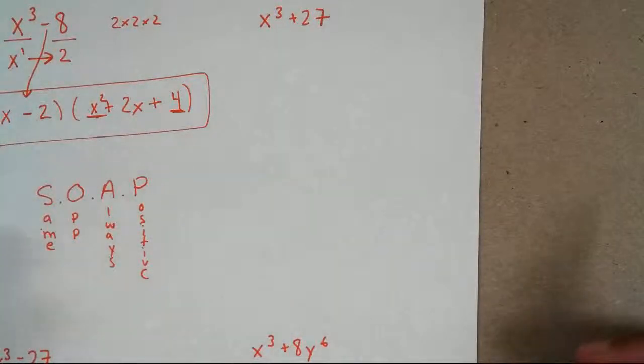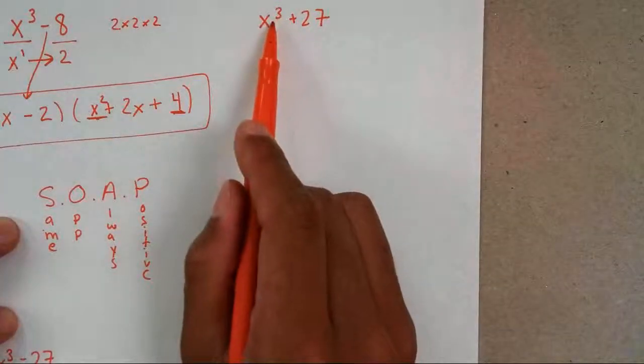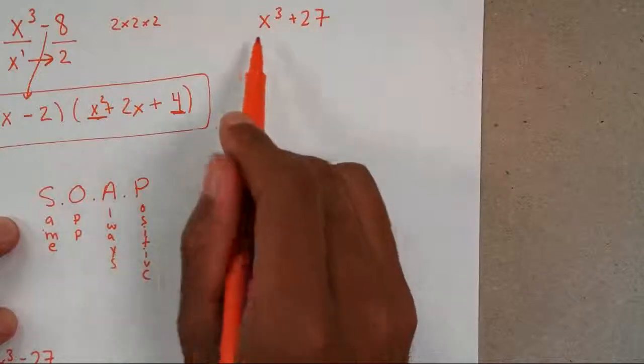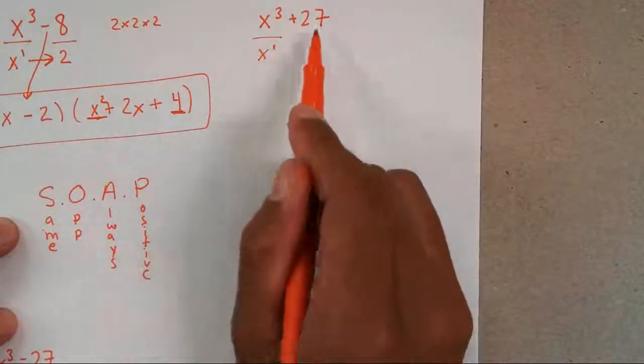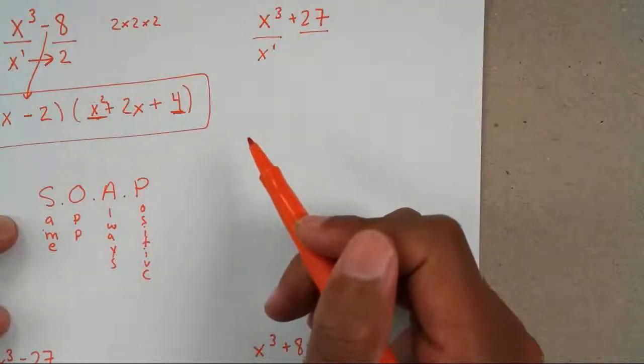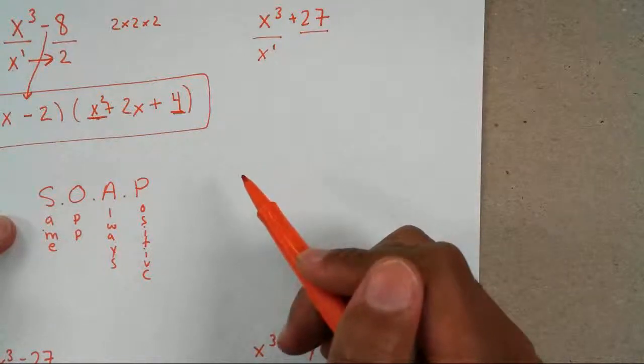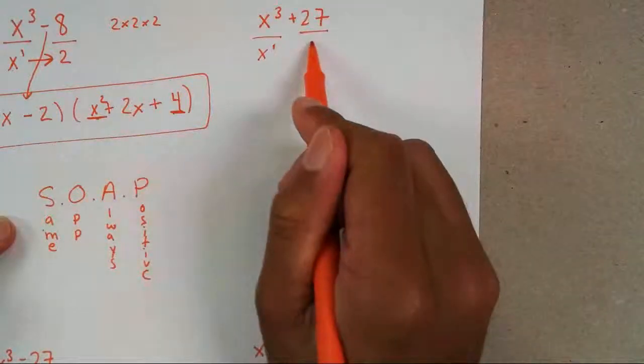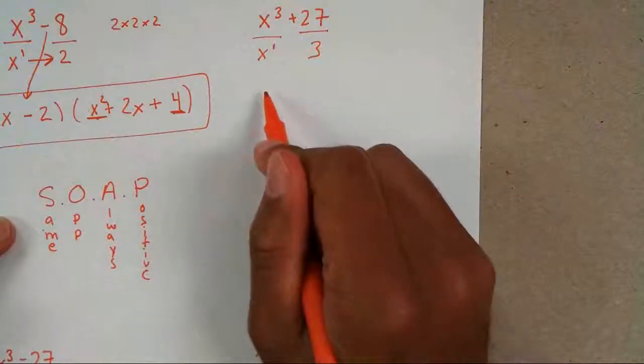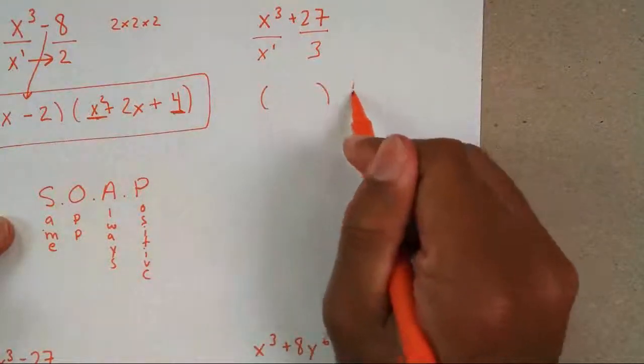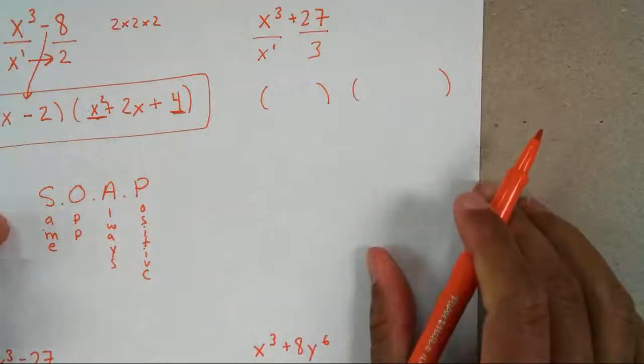So first thing you notice is the reason why I know this is cubed is I can divide that exponent by 3. So the base of that's going to be x to the first power. Now 27, I'm going to ask myself, what times what gives me 27? Hopefully you said 3. 3 times 3 times 3 gives you 27. So you're going to draw one small parenthesis, one bigger one, and then do SOAP.